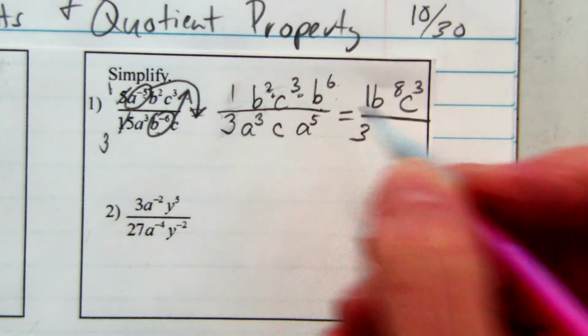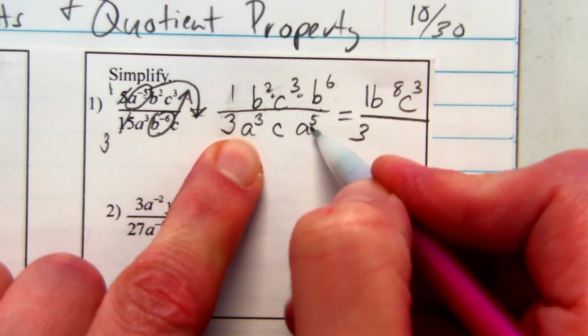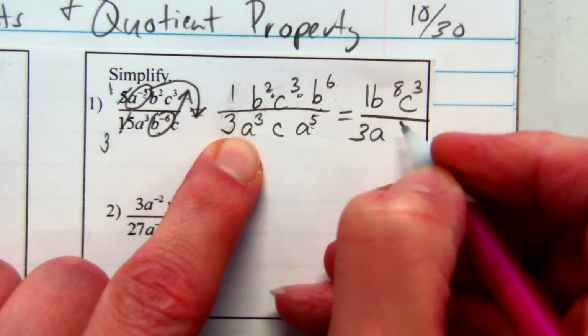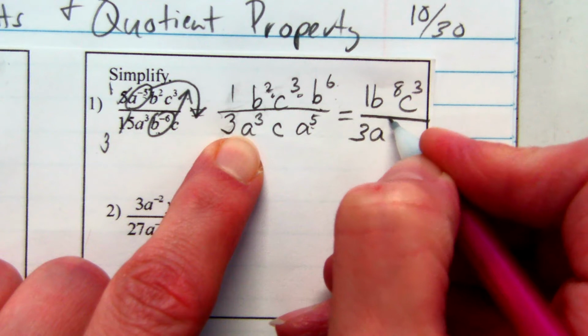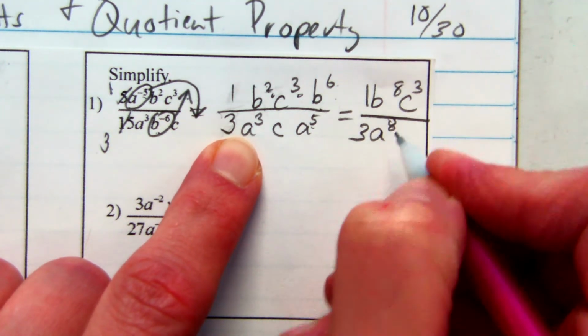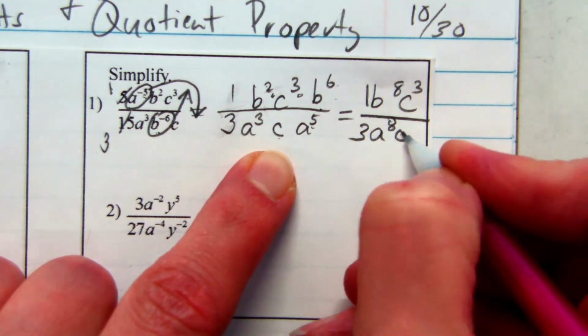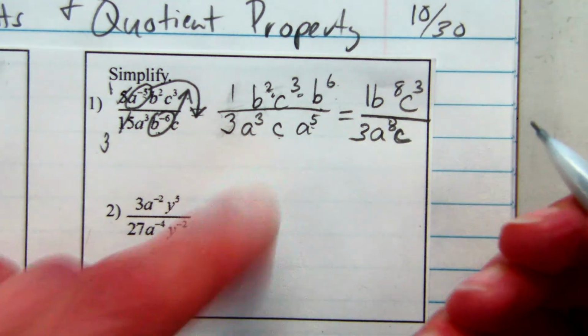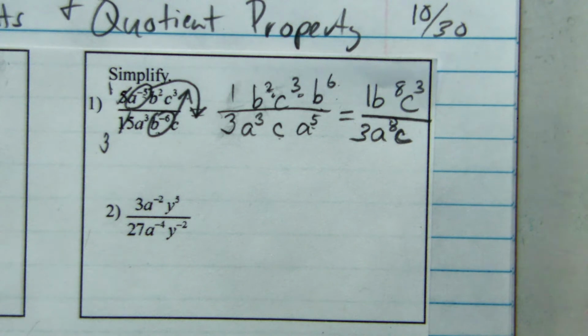And then what will I get if I put the a to the 3rd and a to the 5th together? It's adding. 3 plus 5, 8. It's 8, yeah. Okay, and then the C goes on the end. And if you're like, how do I know what order to put them in? Just alphabetize them.